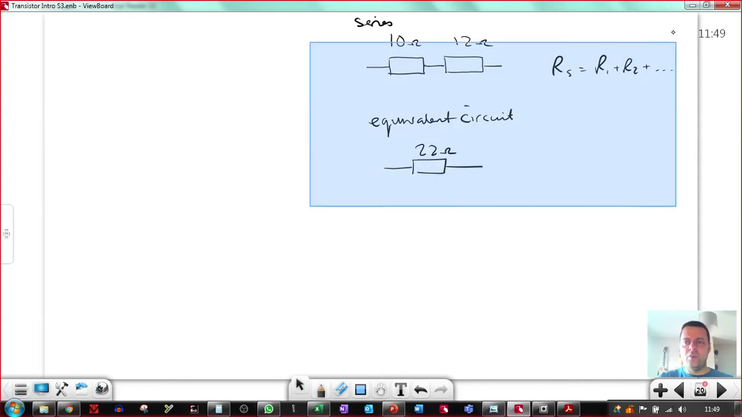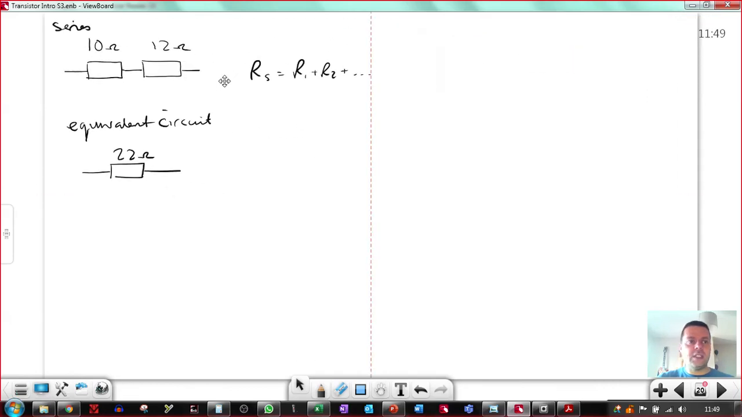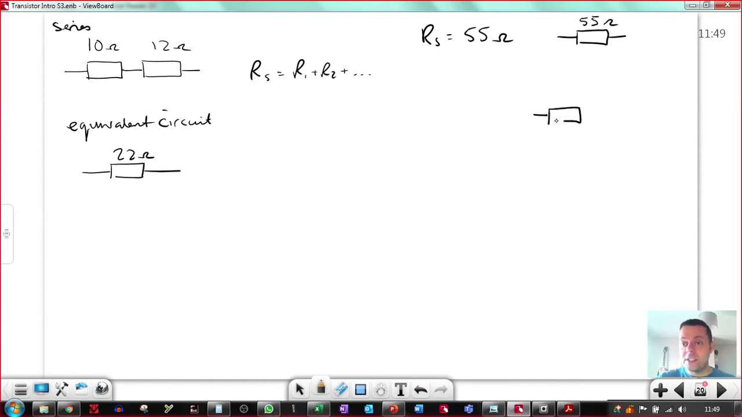What about if we ever want to rearrange it? In this case, it's just a law about adding and subtracting, right? So hopefully you'll be able to do this one as well. If I told you that RS equaled 55 ohms, so the equivalent circuit looked like that, and then I said the original circuit looked like this, and we don't know what the value for R2 is, how could we work that out? Well, we know that RS equals R1 plus R2.